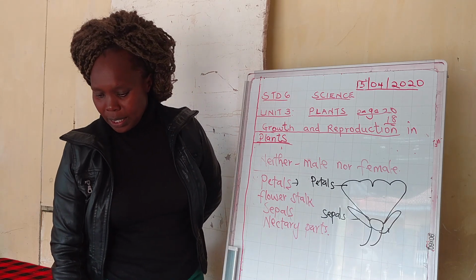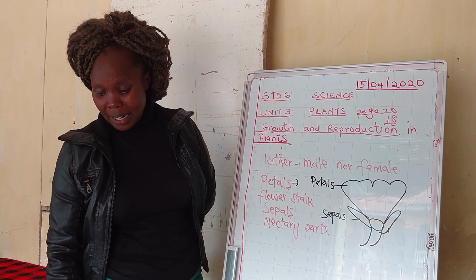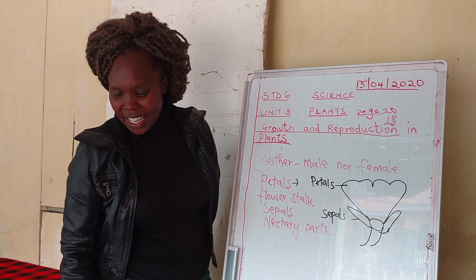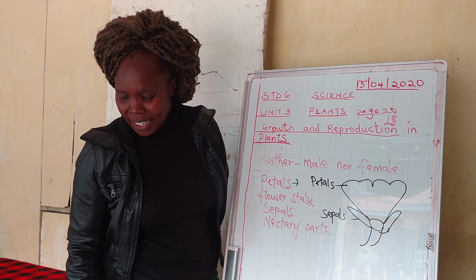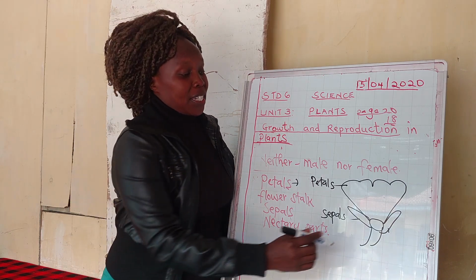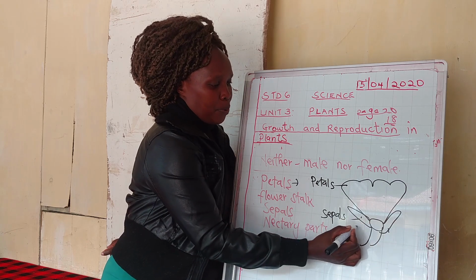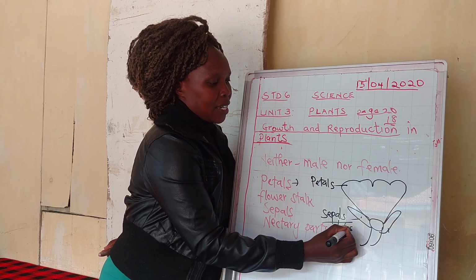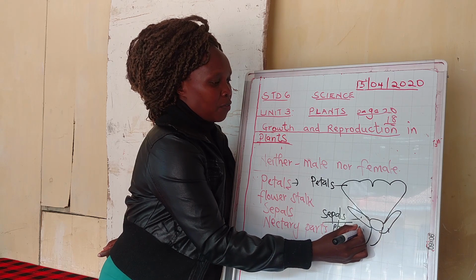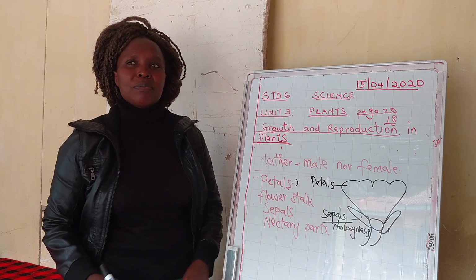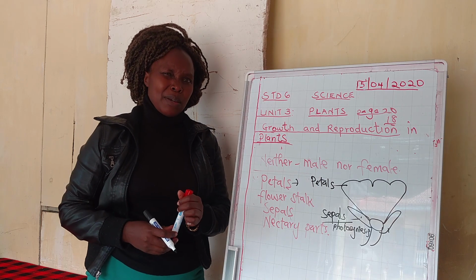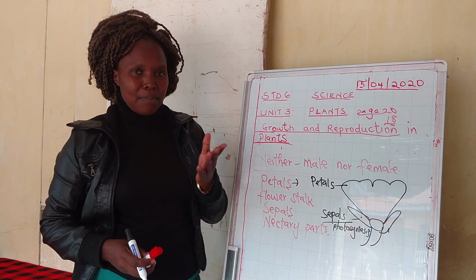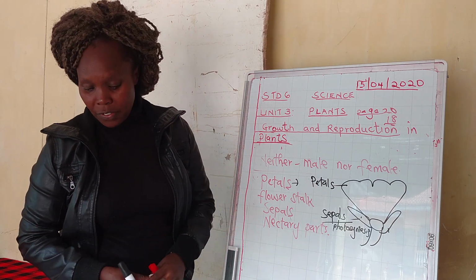Those are the sepals. Because of their green color, they help in the process of photosynthesis. The sepals help in the process of photosynthesis at the tender age of the flower. And we know that photosynthesis is the process by which green plants make their own food. That is the function of the sepals.